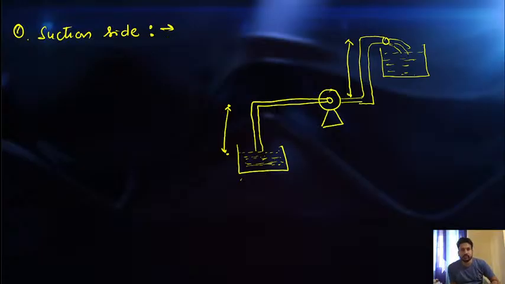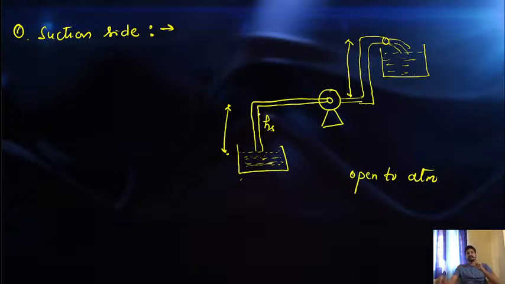So suction side has some heads, and this is my delivery side. So in the suction side, what possible heads are there? Let's suppose both the tanks are open to atmosphere. Right? Now what heads are possible in the suction side? First I'm taking the vertical length of the pipe. Let's suppose it is my HS. HS is the vertical length of the suction pipe.